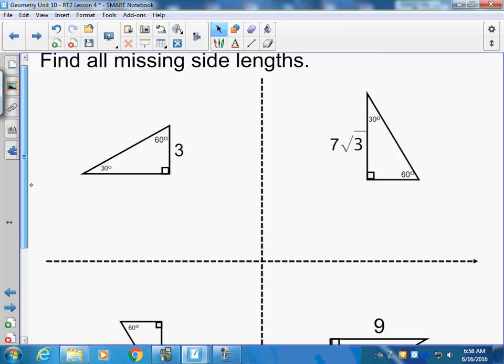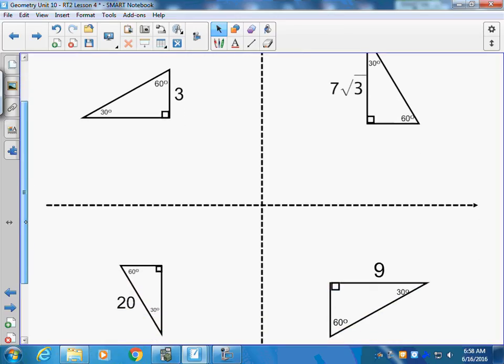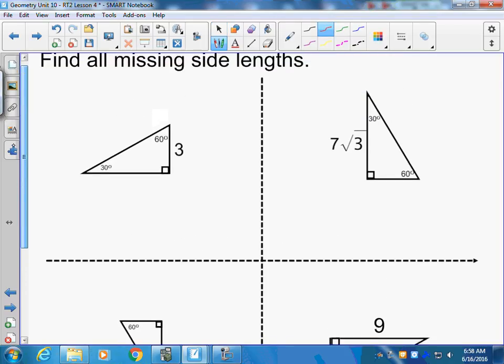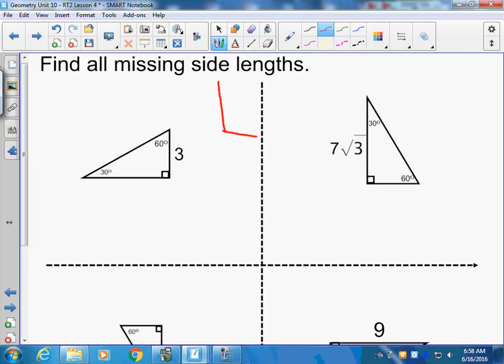So I'm not going to go through all 4 of these based on time, but I'm going to go through a couple where the orientation is different, and we just want to be careful when we set up our ratios and solve from there. Okay, so now we've got our 1, 2, square root of 3, short leg, long leg, hypotenuse.